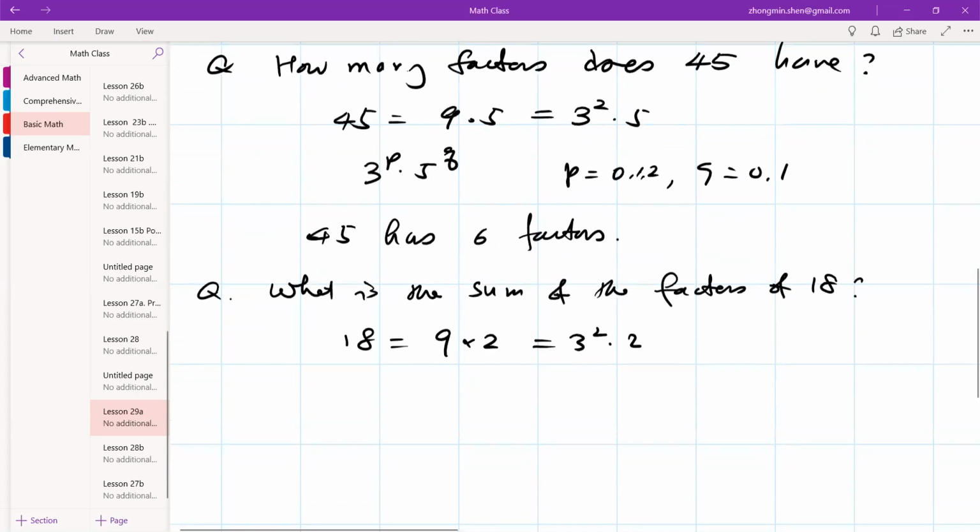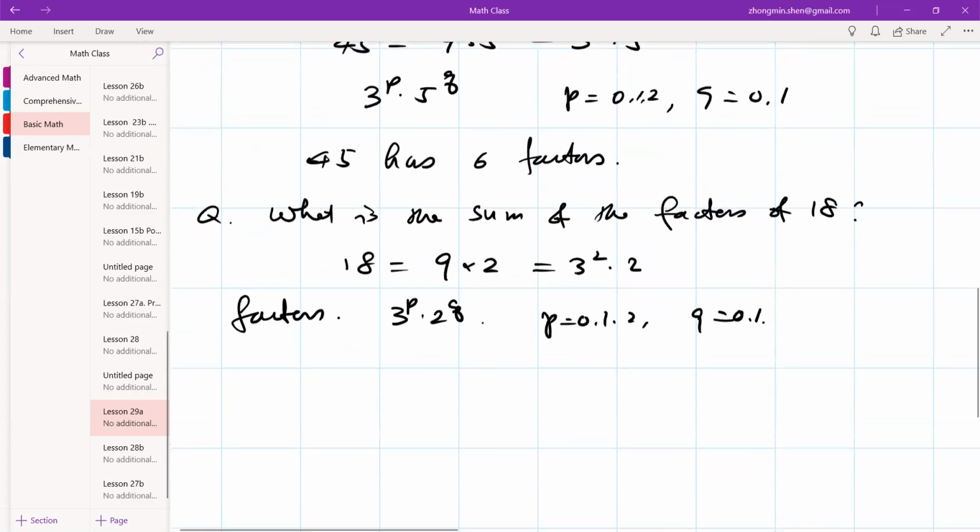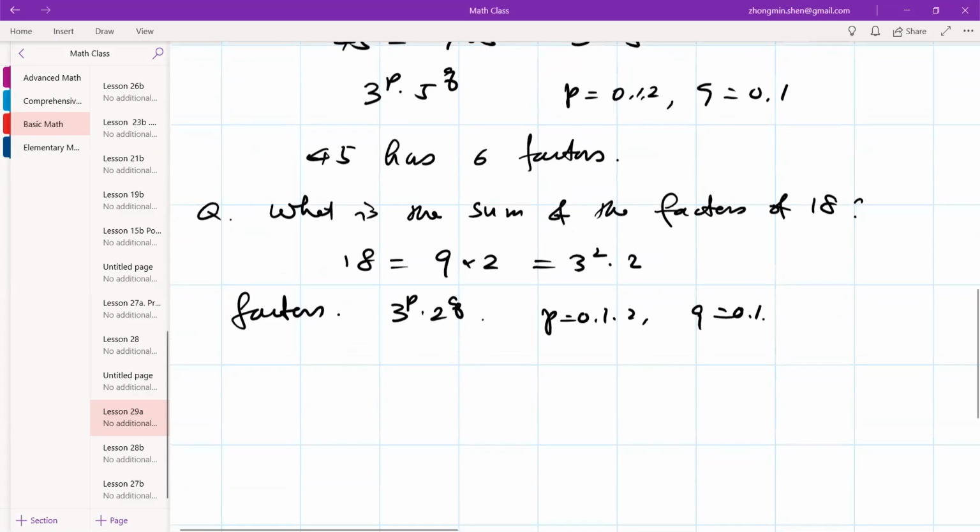Okay. A factor must be in the form 3 to the p and 2 to the q, where p equals 0, 1, and 2, and q is 0 and 1. Those are the factors. Now, how do we add them together? You can list all of them. Let's say q equals 0, so p gives 1, 3, and 3 squared. So you have a total of 6.